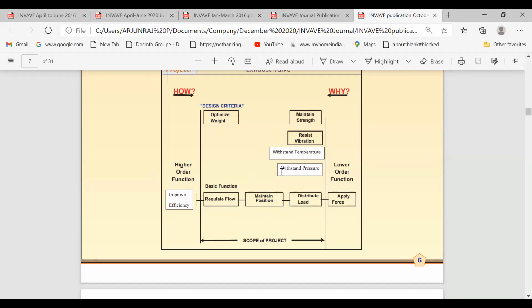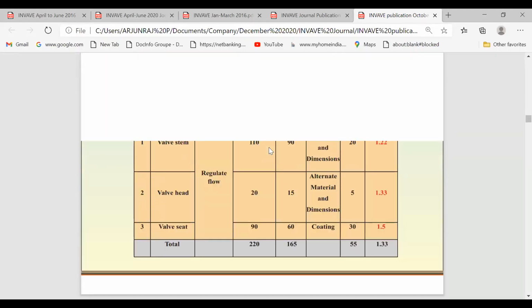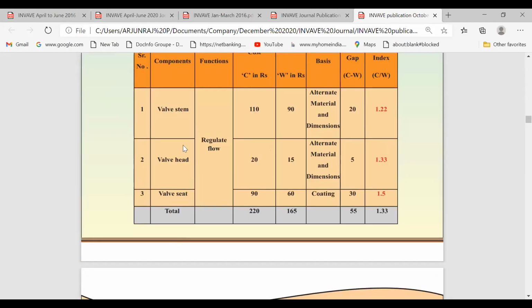It will withstand temperature, it will withstand pressure. Yesterday there was some example given. Higher the value gap and higher the value index, there is always a potential for improving the value. You can see it almost 20 gap. The gap is too high for valve stem, valve head, even for wall sheet. The wall sheet is too high.